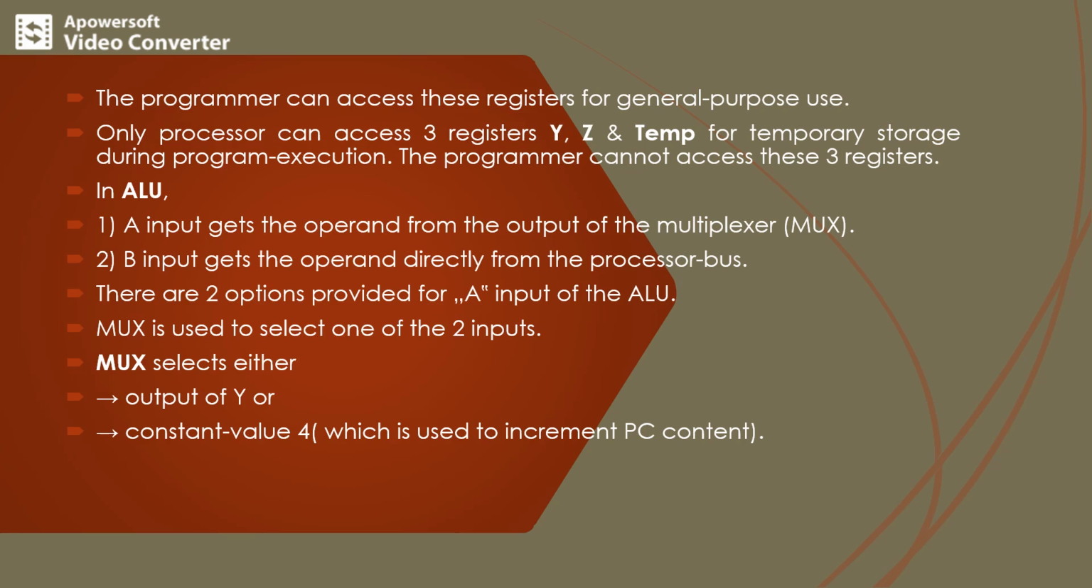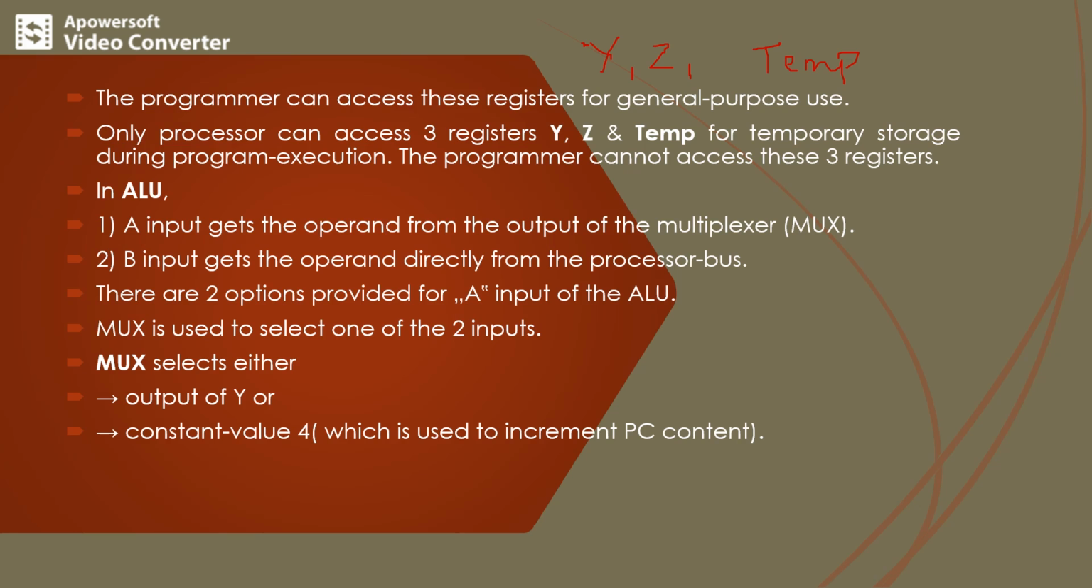Only the processor can access three registers, that is Y, Z and temp. The processor uses Y, Z and temp for temporary storage during program execution. The programmer cannot access these three registers; only the processor can access the temporary registers.